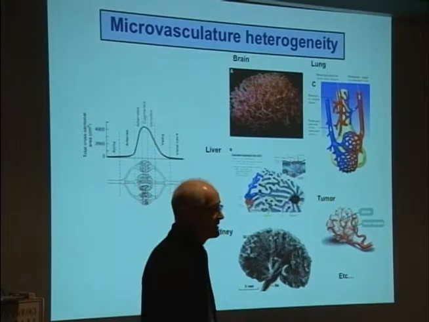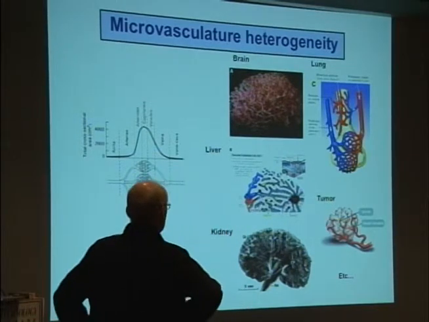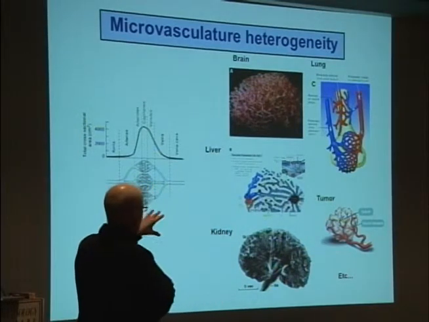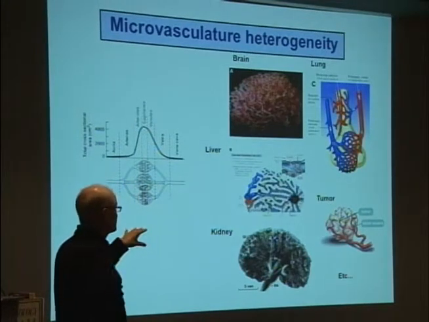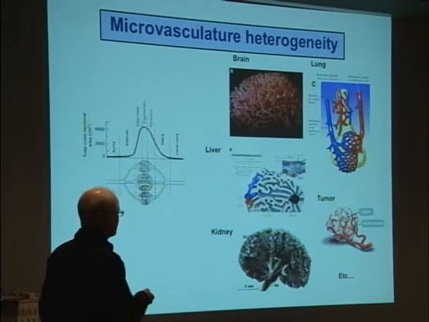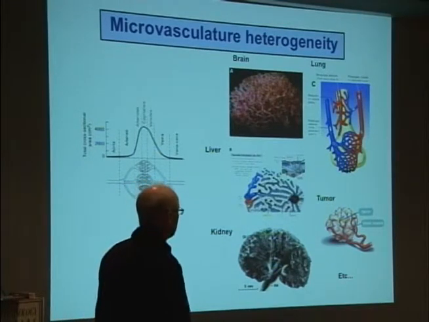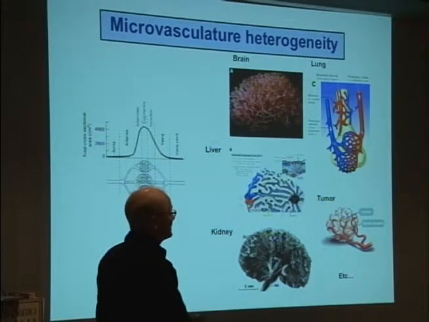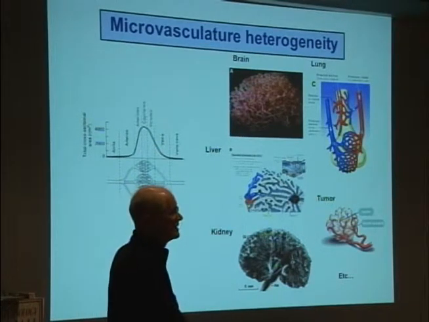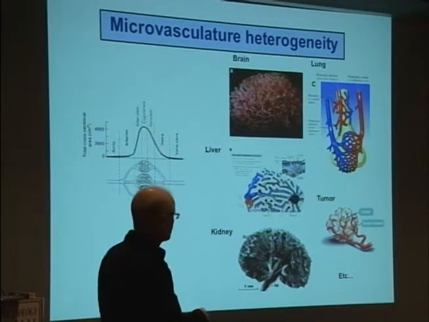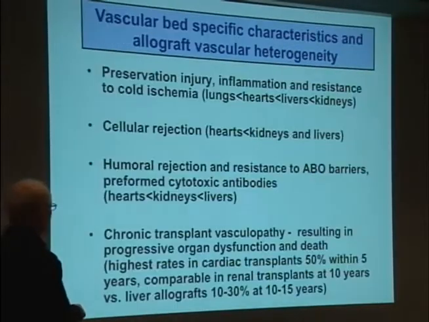So let's talk about the microvascular and the heterogeneity. Clearly, if you're transplanting a liver or a kidney, there are different vascular responses. The microvasculature also in the lung is unique. It is obviously subject to environmental stresses, the inhaled gases and so forth. And the tumor microvasculature, again, is very leaky, very defective, with high rates of proliferation. So all of these are quite different in their own way.